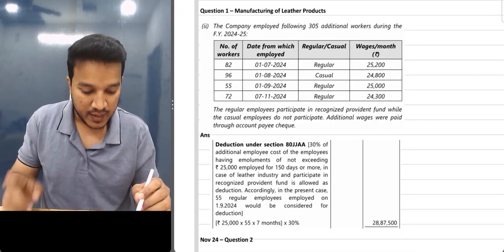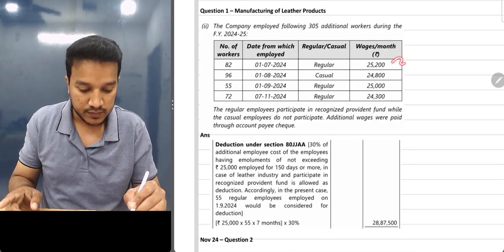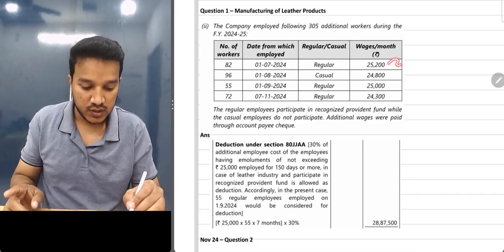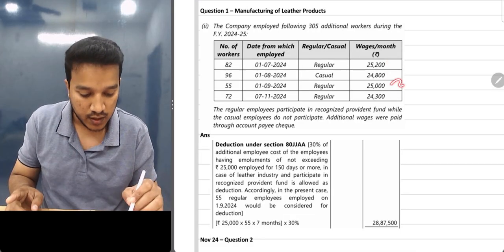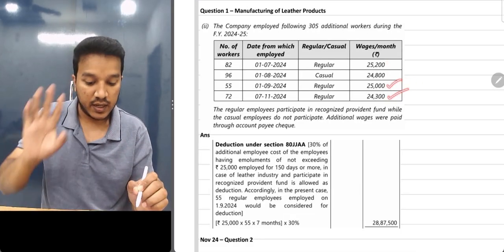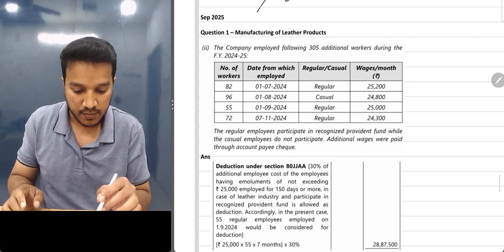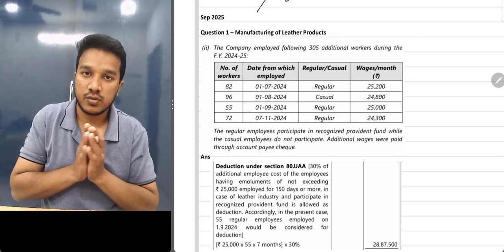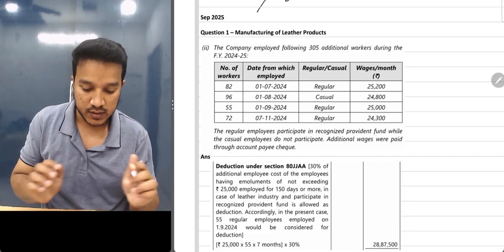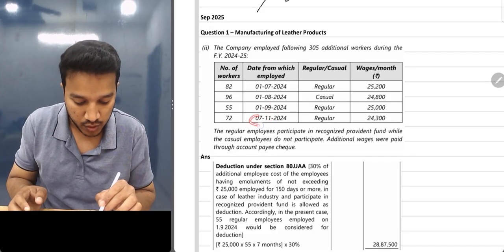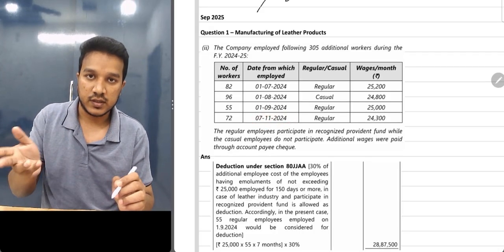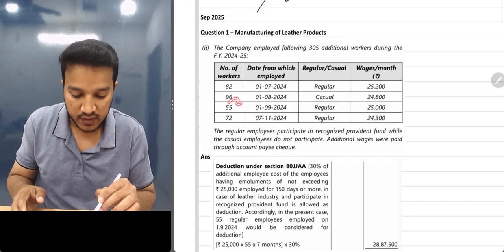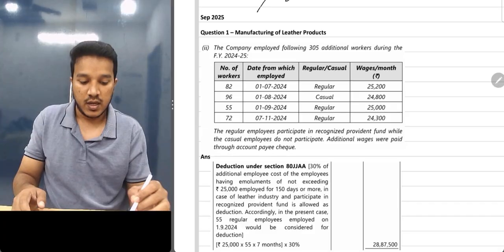See, the 25,000 not eligible, this is gone, and casual workers are not eligible, so these two are gone. Now this 25,000 and 24,300 are eligible, but this is a manufacturing of leather products, so the number of days should be 150 days. At least they should be in employment for more than 150 days. So this fellow won't be there. He could not complete 150 days. If you calculate from the level months row, it comes close to 120 or 130. So only 55 workers are eligible.